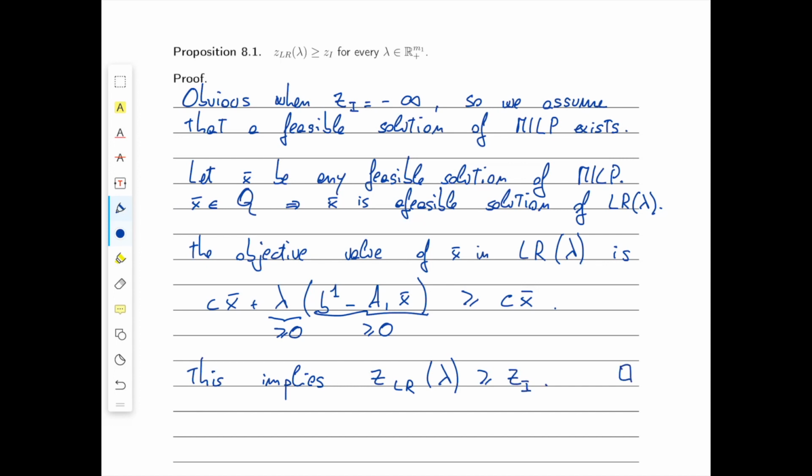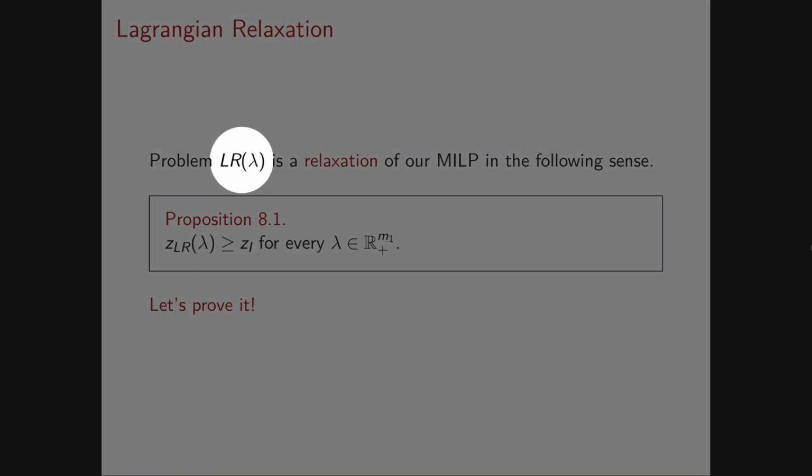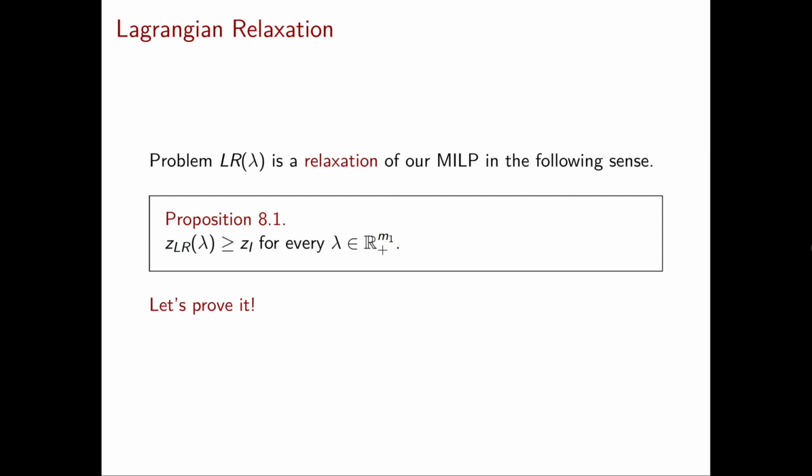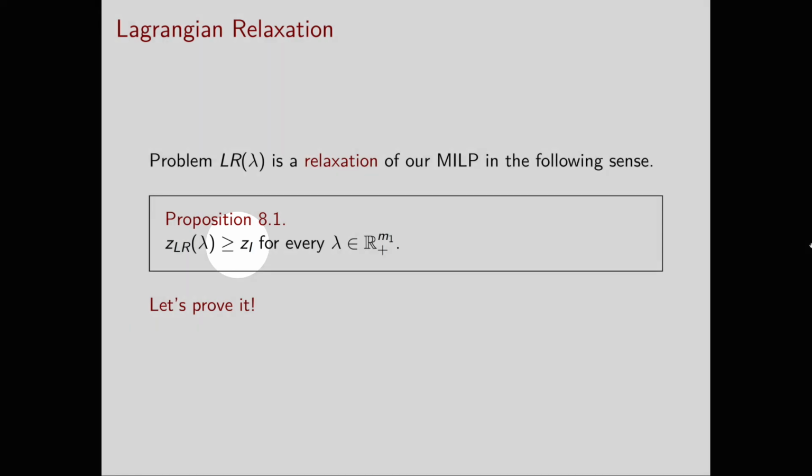And that's the end of our proof. So let's get back to the slides. So far, we have defined the Lagrangian relaxation for any non-negative lambda. And each one of these Lagrangian relaxations gives us an upper bound on Zi.